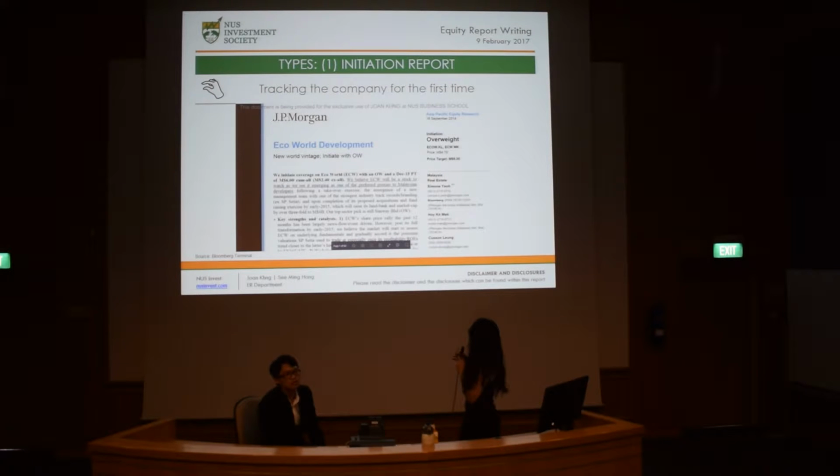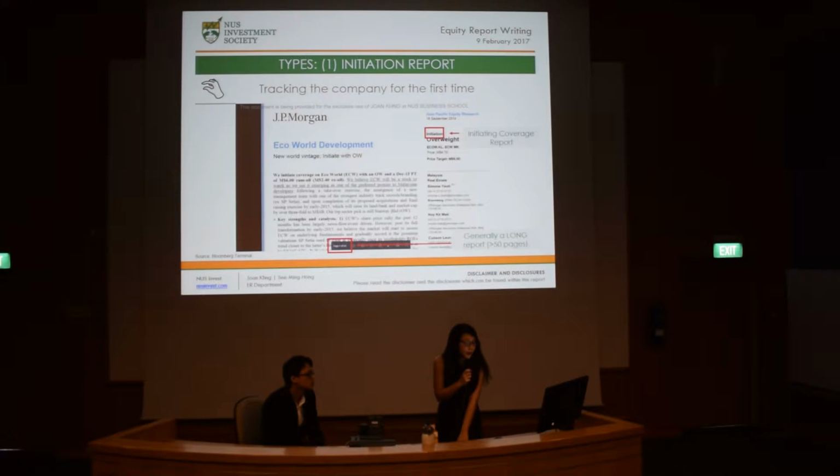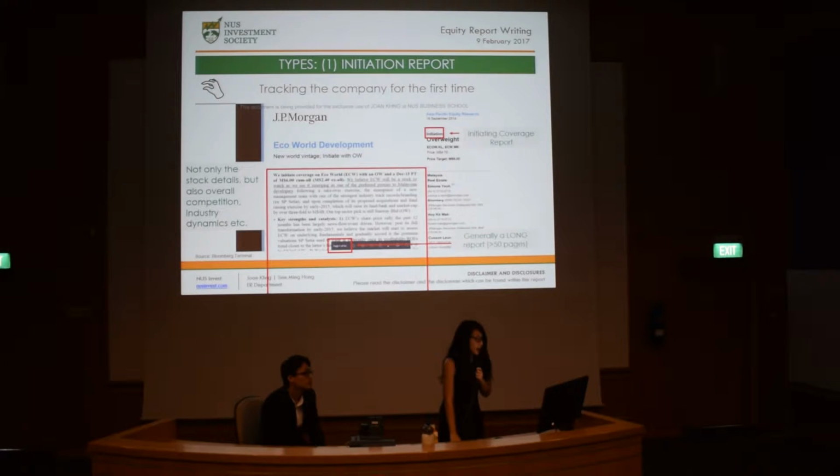What it looks like is they go into the strengths, and they'll do a sort of SWOT analysis. They won't really call it SWOT, but they'll talk about why you should invest in the company, and why the stock IPO'd at a certain price. A few things to look out for: they'll say initiation with overweight, and it's generally a long report. You can expect more than 50 pages. Not only do you see the stock details, but you also see the overall competition and industry dynamics.